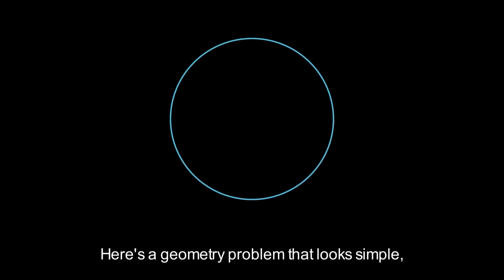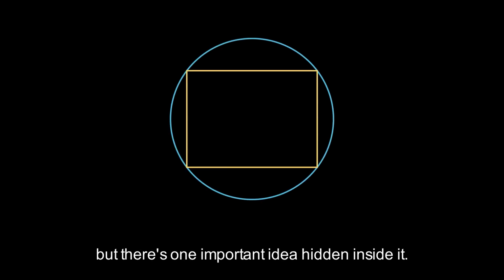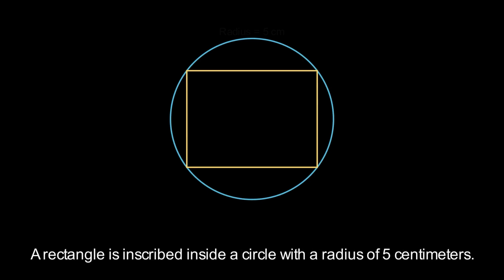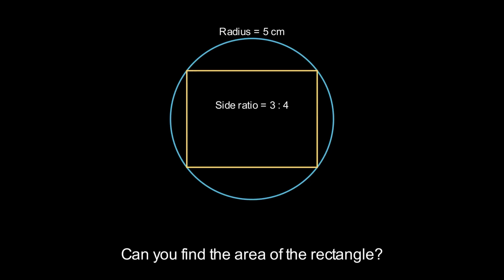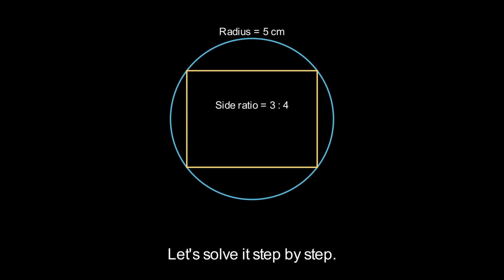Here is a geometry problem that looks simple, but there's one important idea hidden inside it. A rectangle is inscribed inside a circle with a radius of 5 centimeters. The sides of the rectangle are in the ratio 3 to 4. Can you find the area of the rectangle? Let's solve it step by step.